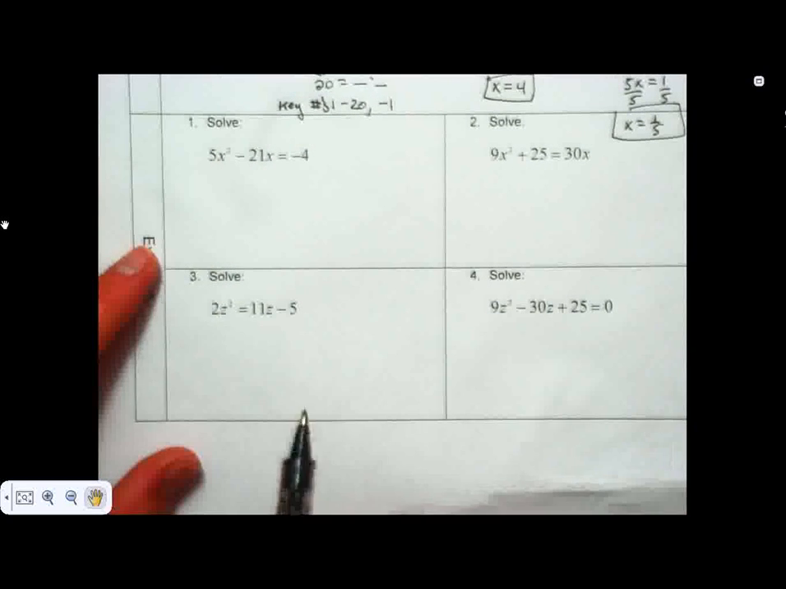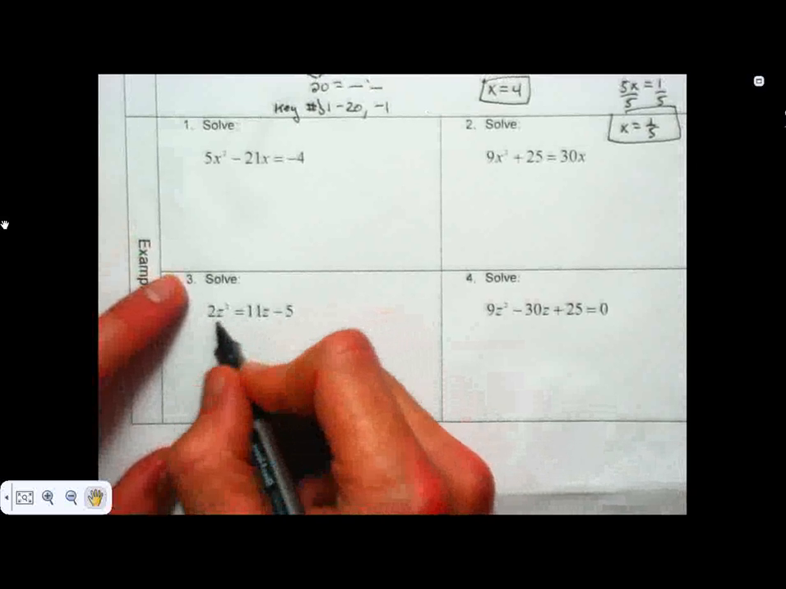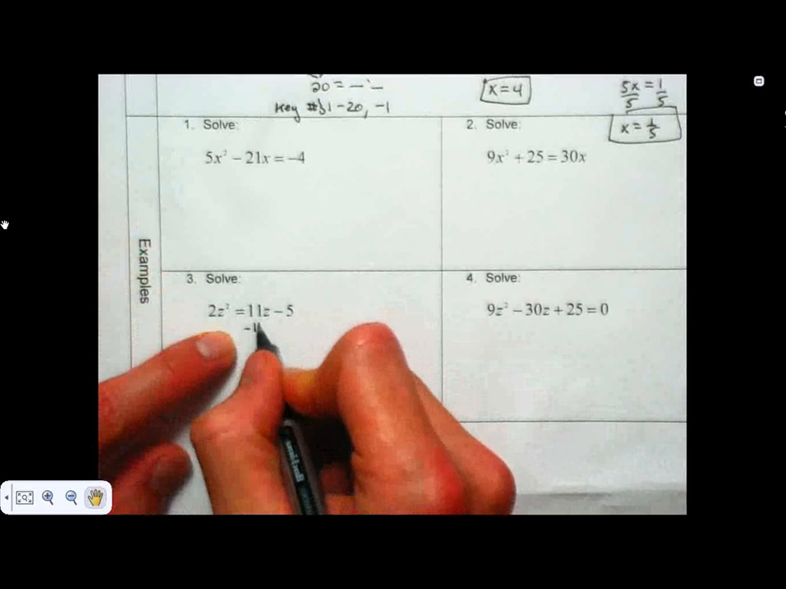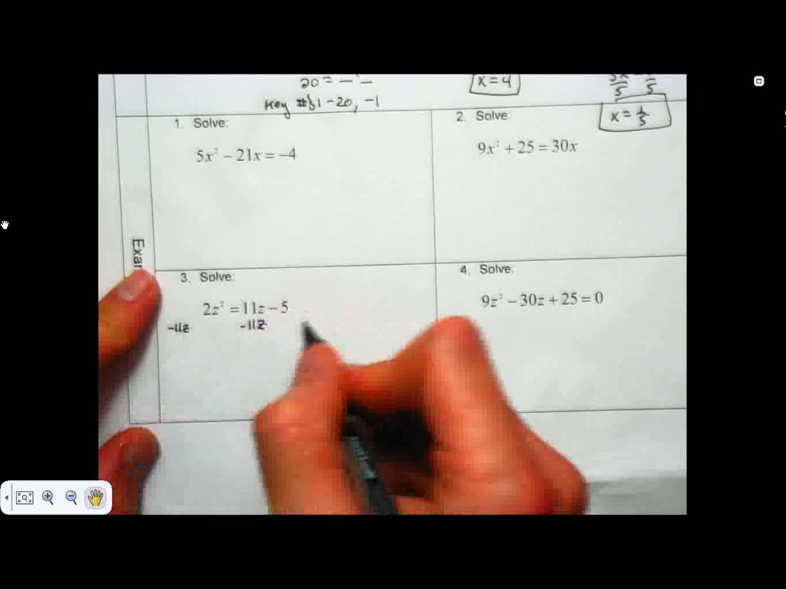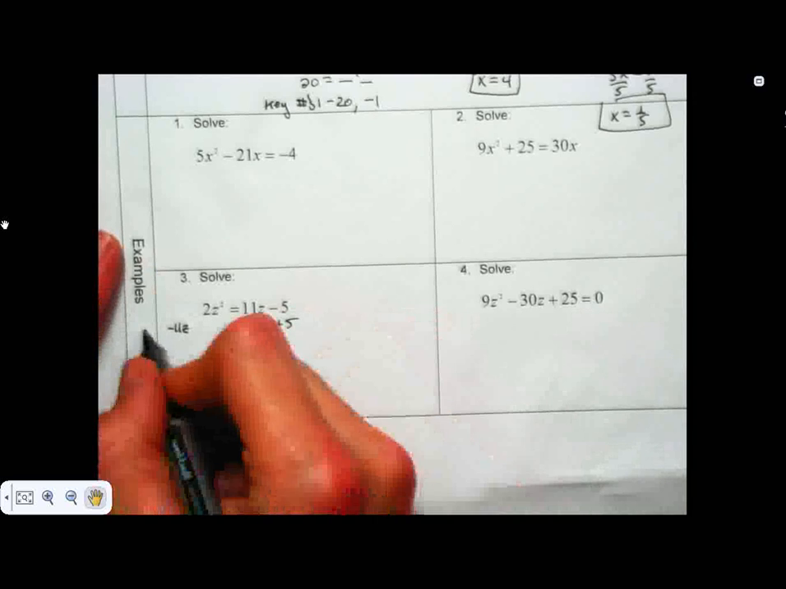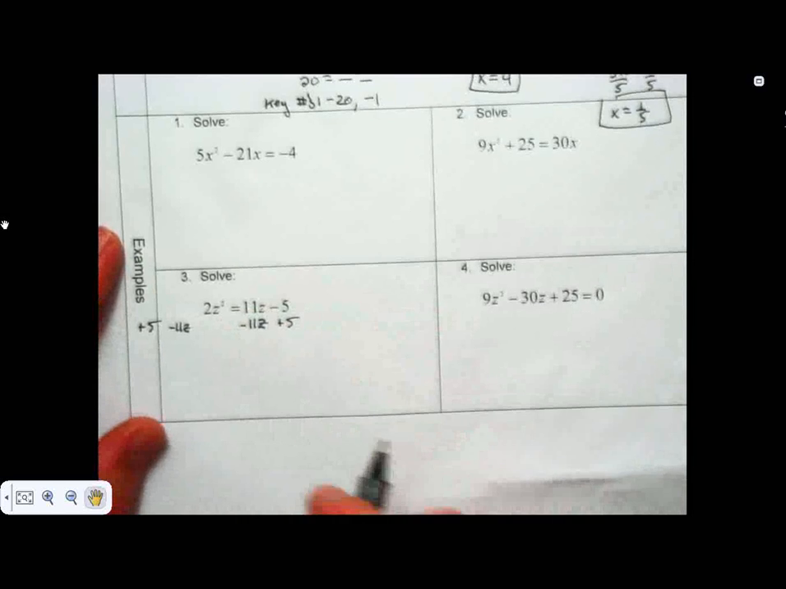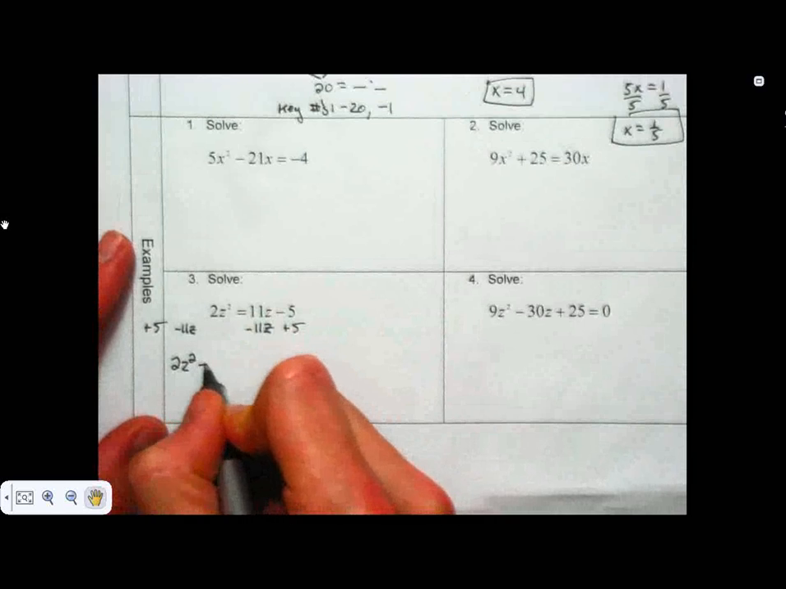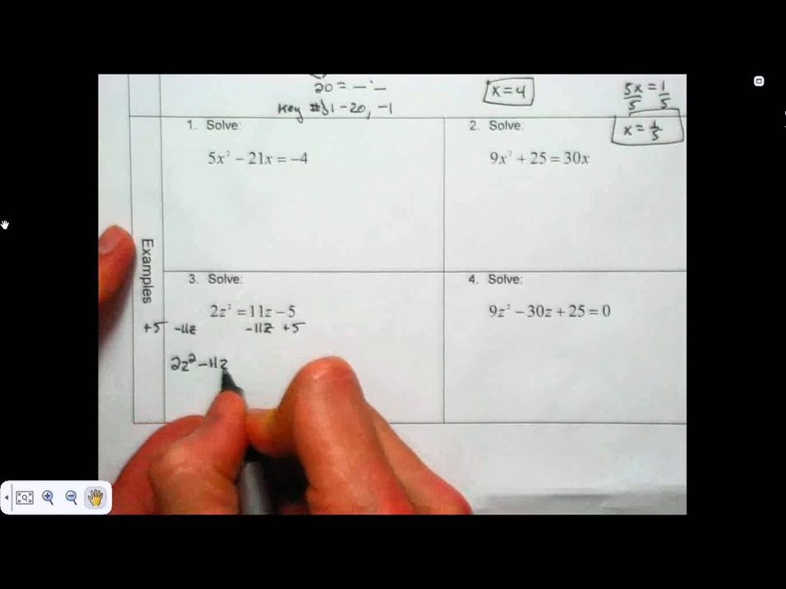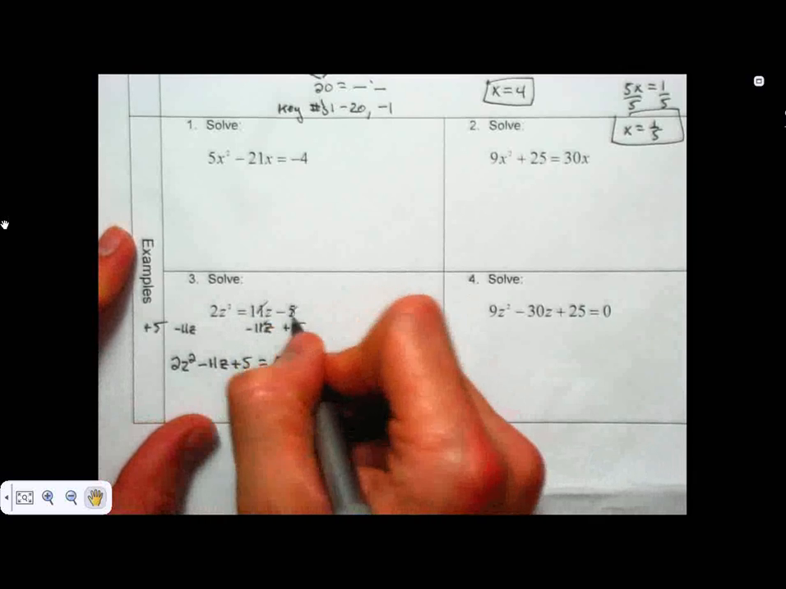So for number 3, again, the first step is we need to get all of our terms on one side. And I always like to have my squared term as positive. So what I'm going to do is subtract 11z from both sides. And I'm also going to add 5 to both sides. So if I do that, on the left-hand side, I'll have 2z squared minus 11z plus 5. And on the right-hand side, I've got 0.